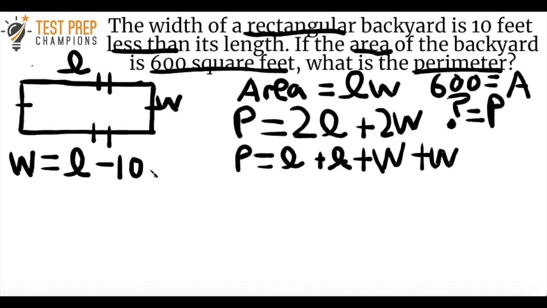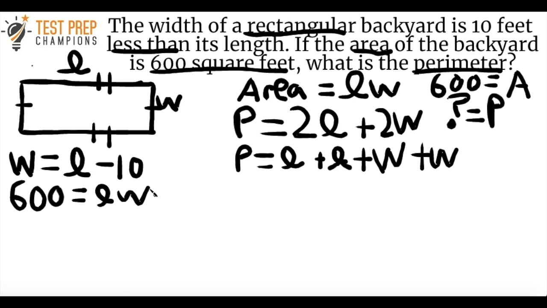And so now we can also write another equation here, right? Because we know that the width is equal to L minus 10 here, and we know that in order to get the perimeter, we've got to find that L. Okay, but the other equation here that we can write is our area, because we know that the area is equal to 600. So we can say that 600 is equal to L times W.